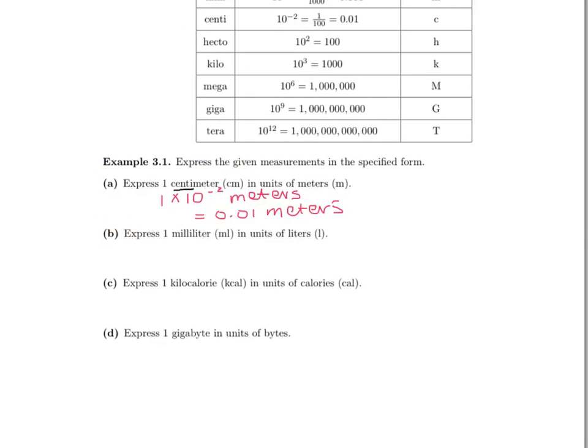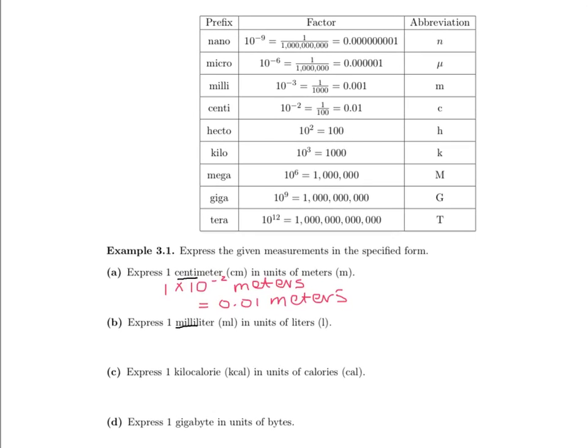Now let's look at part B. Express 1 milliliter in units of liters. So again, we need to start by just looking at what the prefix is. In this case, the prefix is milli. If we look up above at our table, we see that milli represents multiplying by a factor of 10 to the negative 3, which is really the same as a thousandth.